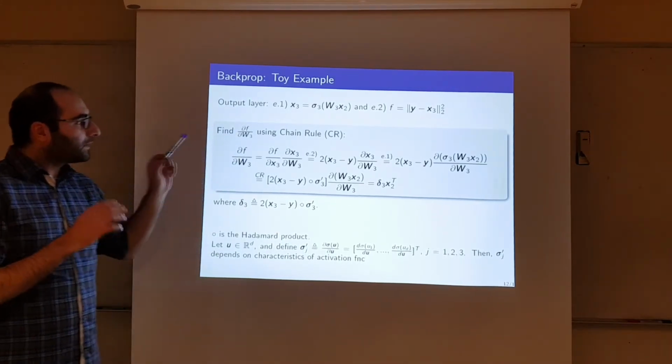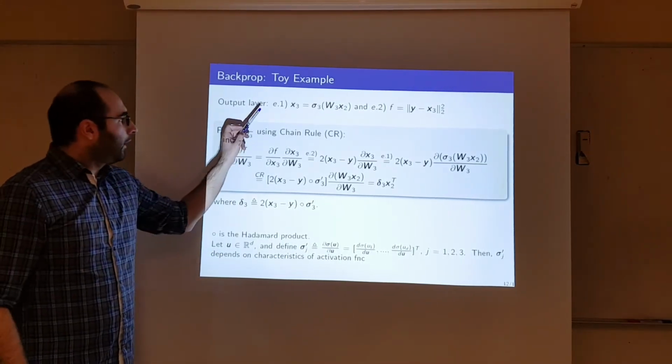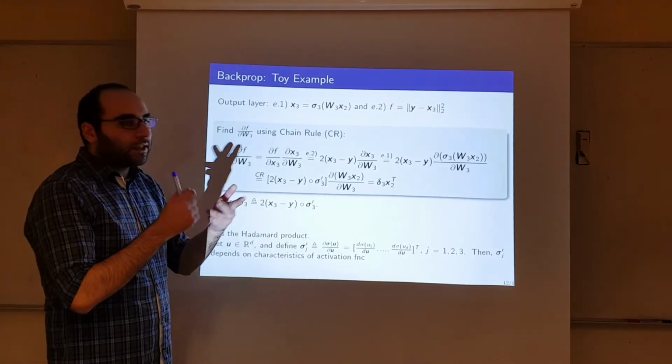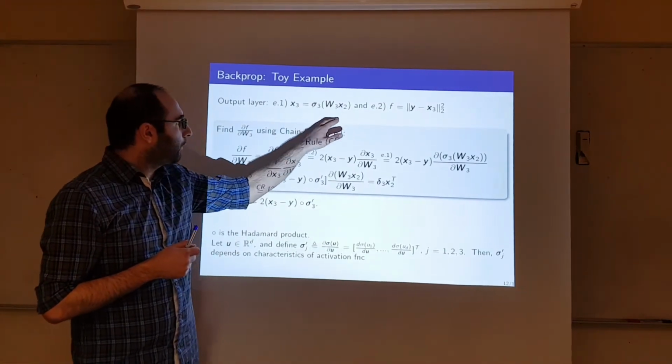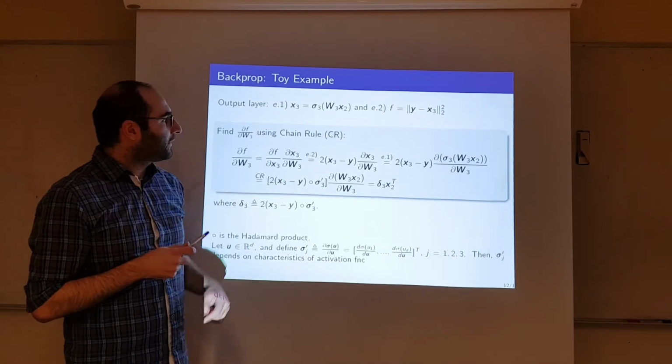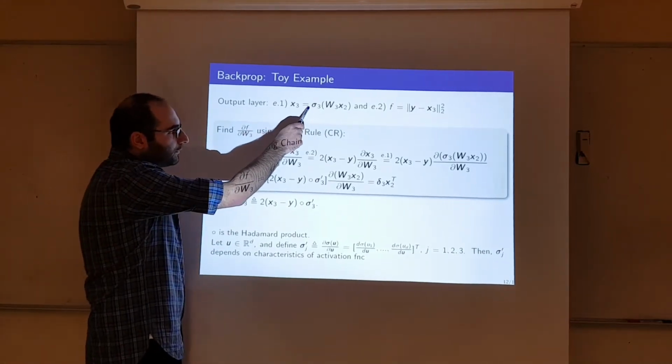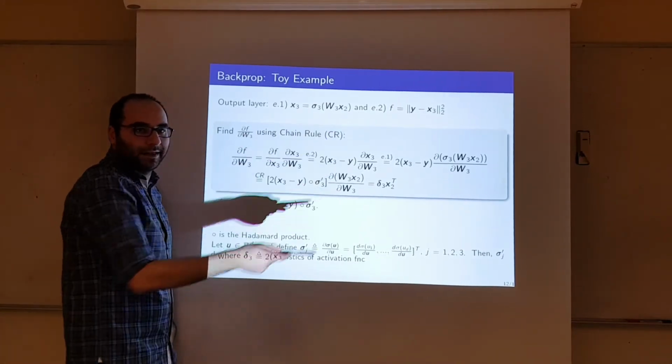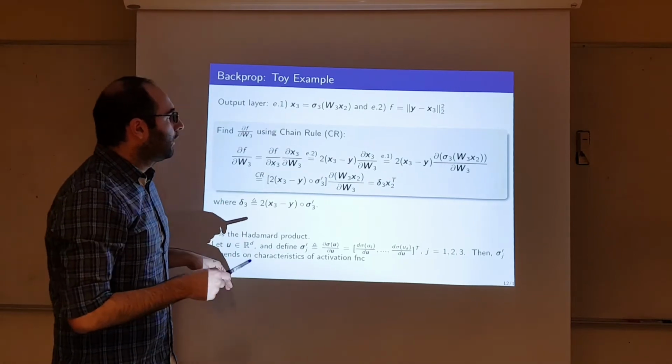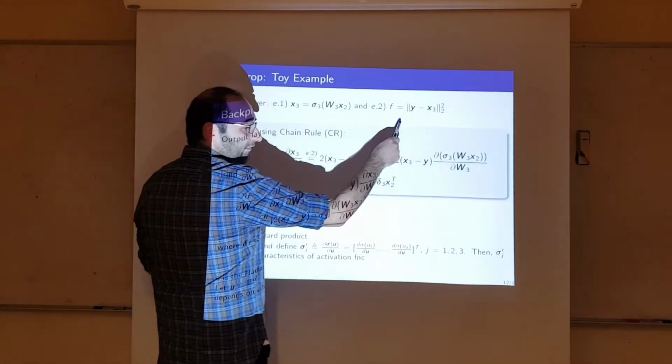Right. So here, as I said, we start with the last layer. You start with the output layer, and here at the output layer we actually have two equations. At the output layer we have x3 is equal to w3 x2, and then we apply sigma 3 to that. So this is the output equation. And then we also have the loss, f, in that case.